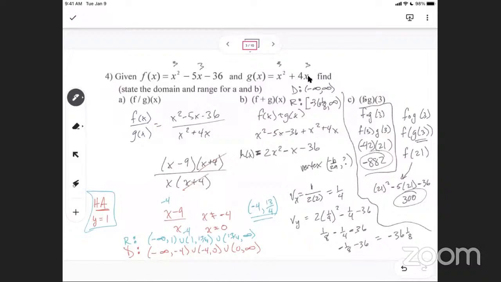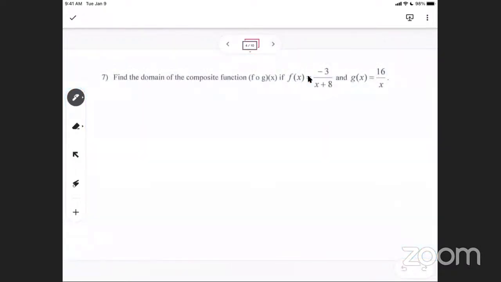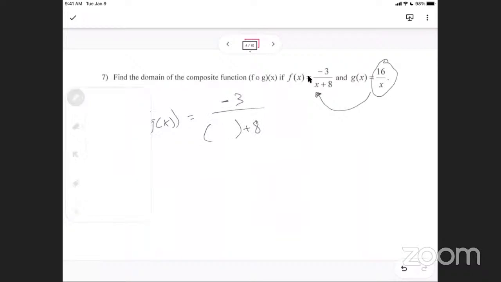Okay. Good? Questions on that? No? Oh, here we go. Function composition. It says find the domain of the function composition of these two functions. All right, so we're going to plug g into x. We're literally plugging this into here. So f of g of x is going to be, I'm going to start writing my f of x, but leave a big blank for where I see the x. G of x is equal to 16 over x, so I write 16 over x into here.